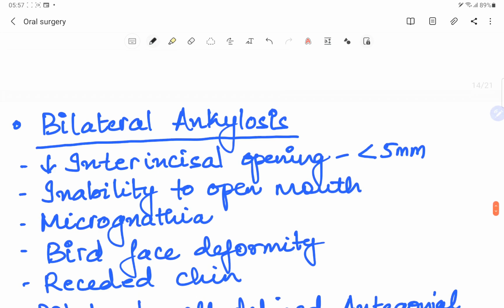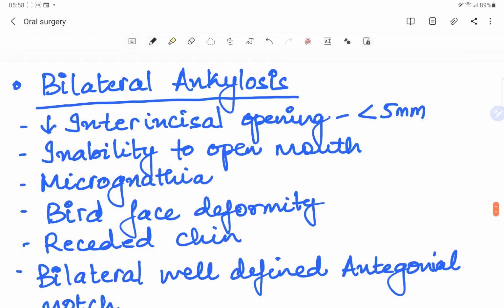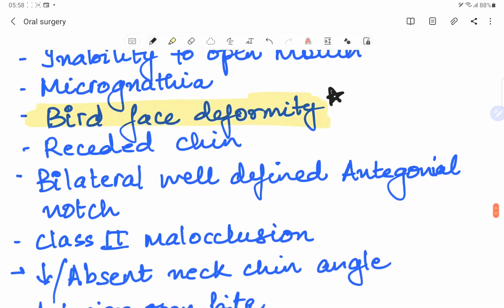When on both sides there is bony union of the temporomandibular joint, there is reduced mouth opening even to nil. There can be very little, close to zero oral opening. The interincisal opening can be less than or equal to 5 millimeters. The patient won't be able to open the mouth. The mandible is very small, and that is the reason the face looks like a bird. We call it the bird face deformity. So there is a receded chin. Then the antigonial notch is well defined on both sides, since both sides are ankylosed.